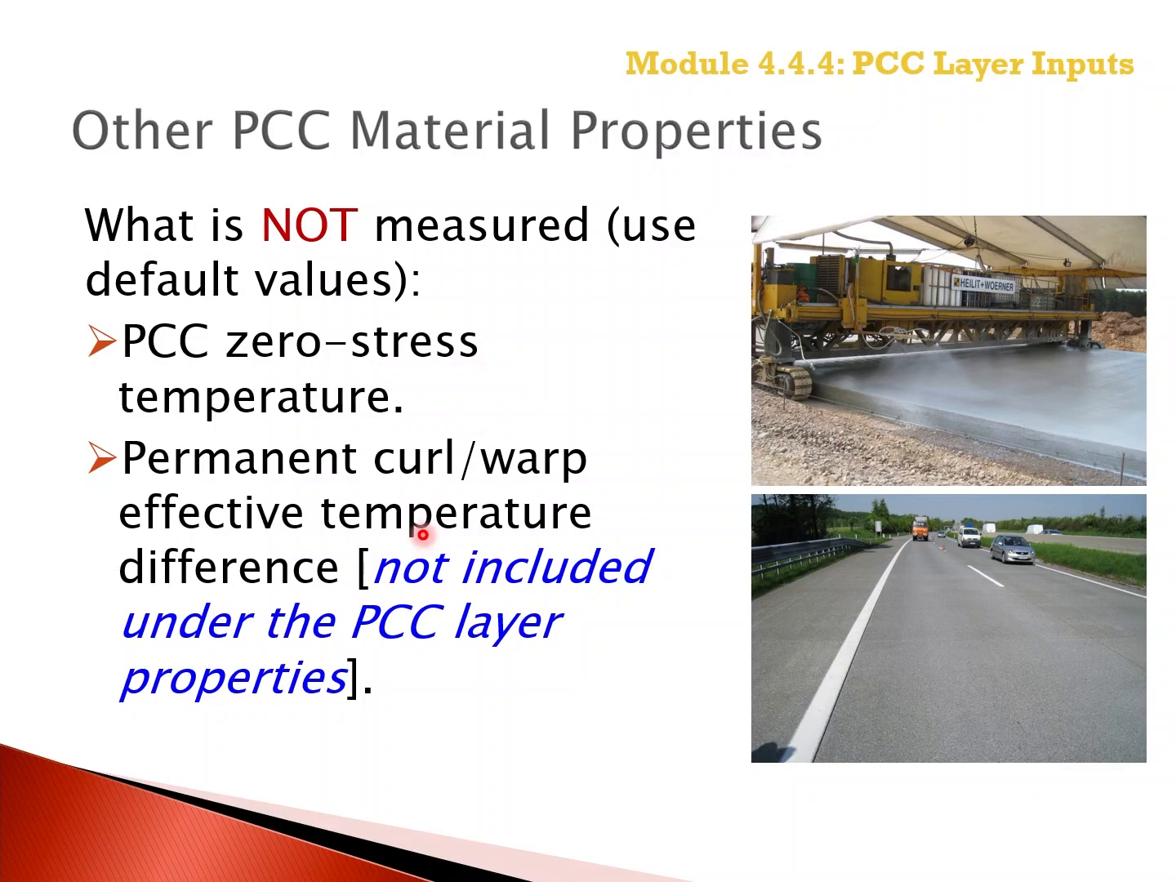The permanent curl and warp effective temperature difference is the effective temperature difference from the bottom to the top of the slab. The default value suggested for use for all climates is minus 10 degrees Fahrenheit. This value can be changed during calibration, but once it is determined, that value should be used for design. In other words, it can be a parameter used in calibration to reduce bias and or reduce the standard error.